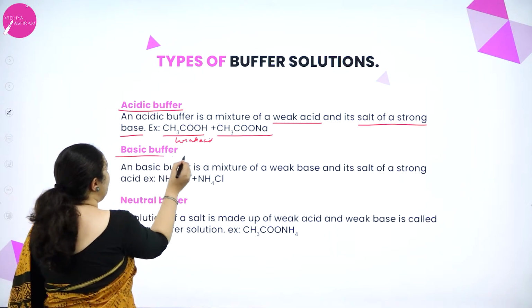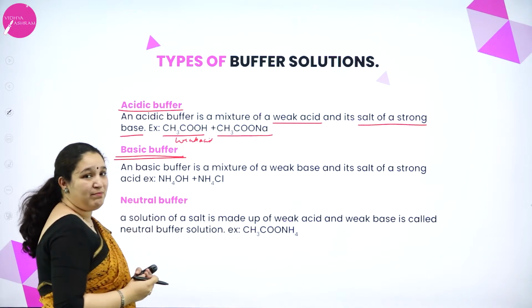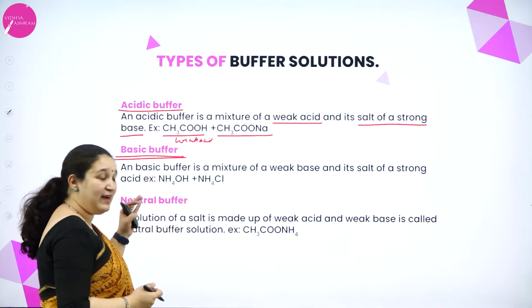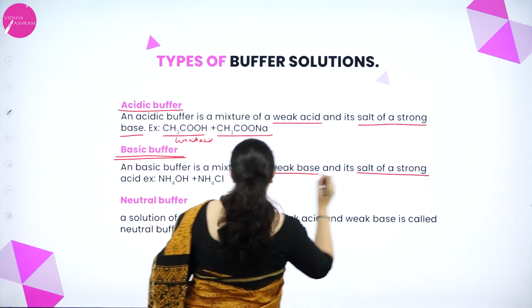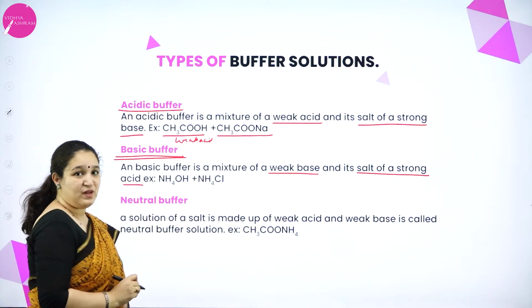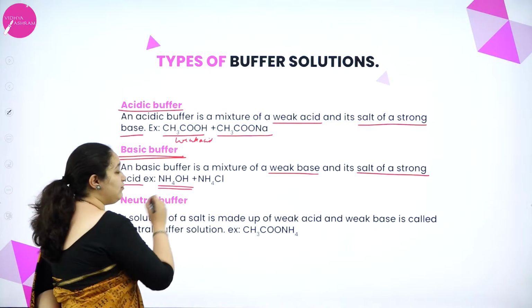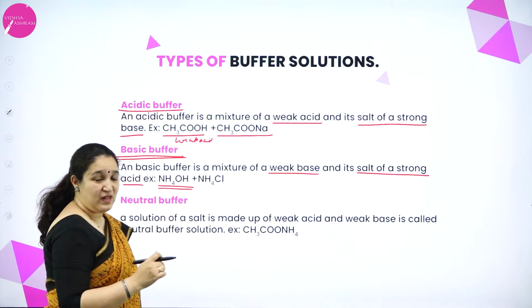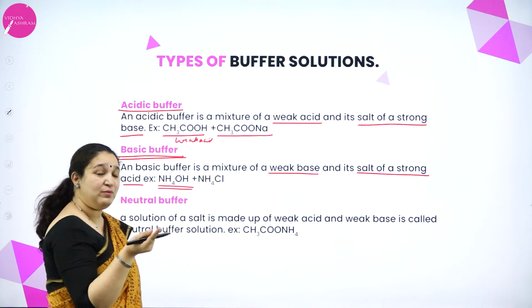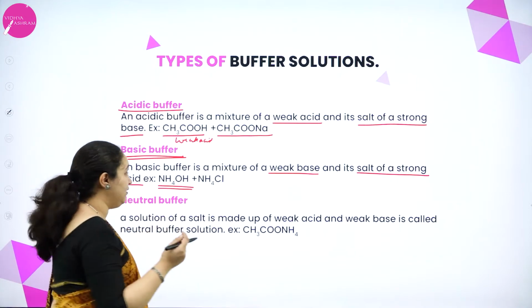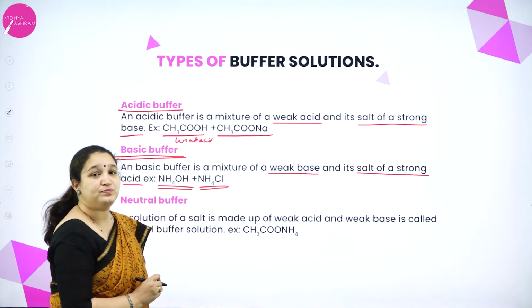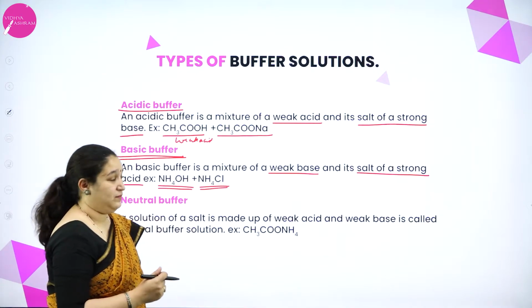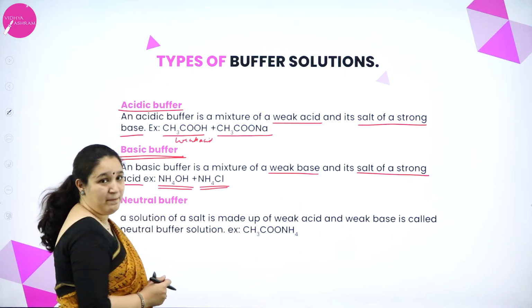Next you have basic buffer. What do you mean by basic buffer? It is made up of a weak base and its salt of a strong acid. So ammonium hydroxide, for example, is a weak base, and its salt from a strong acid is ammonium chloride. So that is basic buffer.